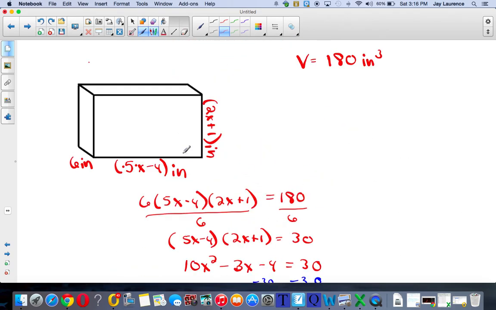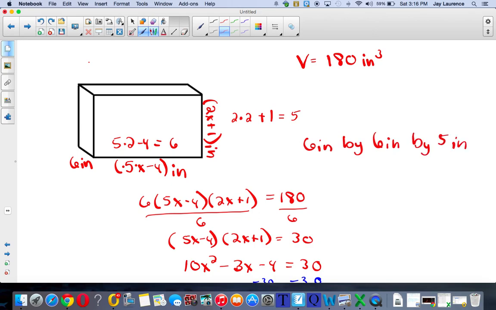So x is 2, and now I figure out 5 times 2 minus 4, and then I figure out 2 times 2 plus 1. So 10 minus 4 is 6. 2 times 2 plus 1 is 5. And so the dimensions are 6 inches by 6 inches by 5 inches. And there you go.